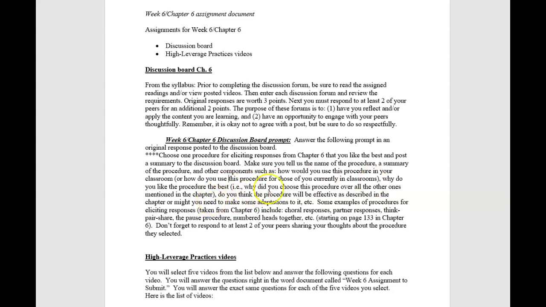Do you think the procedure will be effective as described in the chapter, or might you need to make some adaptations to it, etc.? So really just kind of tell us about the procedure, give us the name of the procedure, the summary, tell us why you like it, how you think you could or you are using it, stuff like that. So some examples of the procedures that I'm talking about, they're all from chapter 6. They include choral responses, partner responses, think, pair, share, the pause procedure, numbered heads together.